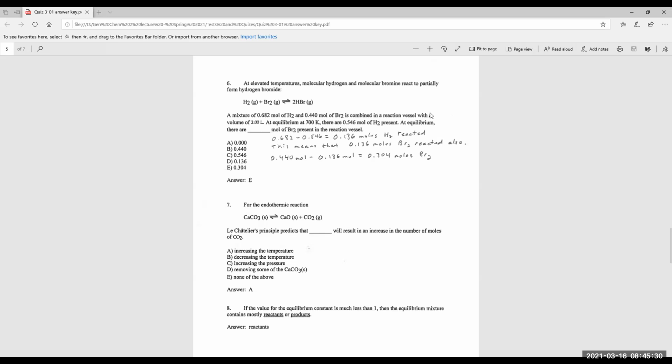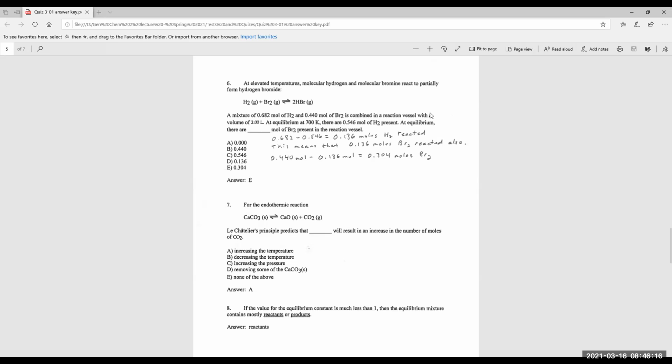So if we take a look at the H2, we're told there's 0.546 moles of H2 present at equilibrium. We know how much we started with, which is 0.682. So if we simply subtract those two numbers, it tells us how many moles of H2 reacted, okay? And that value is 0.136. We know that the stoichiometry is 1 mole H2 reacts with 1 mole of Br2. So if 0.136 moles of H2 reacted, then we know that 0.136 moles of Br2 reacted as well.